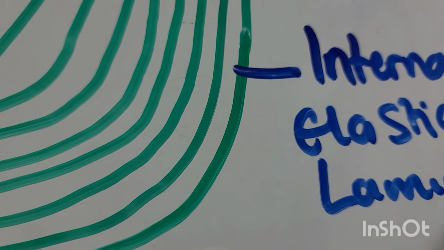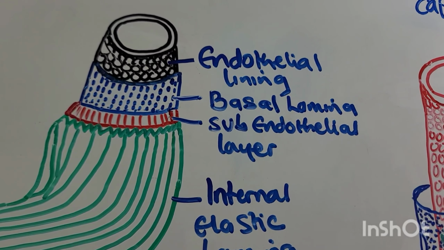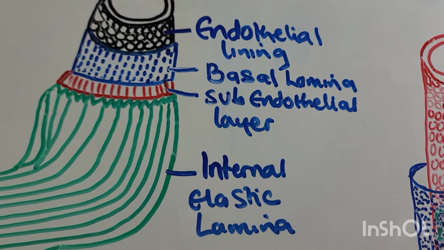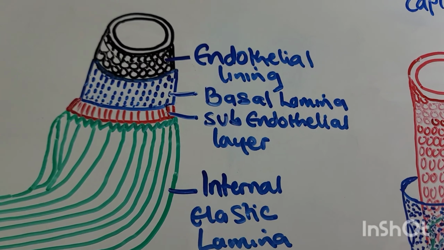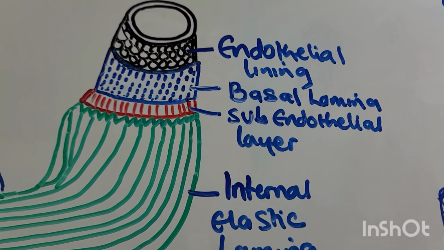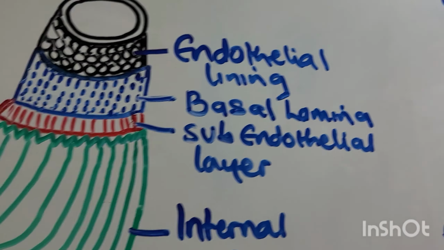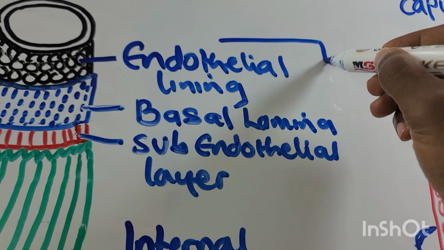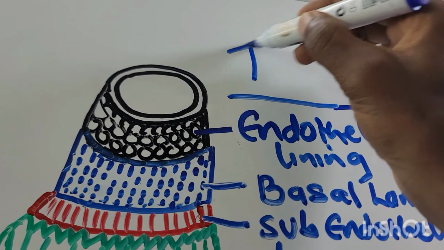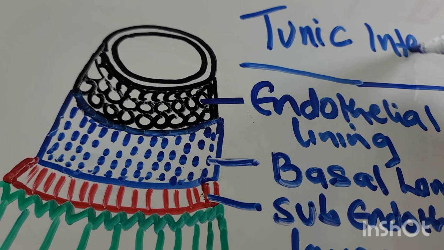Okay. So now these layers, the endothelial lining, the basal lamina, the subendothelial layer, and the internal elastic lamina, these layers combined together make the inner layer of the arteries and the veins, which we call the tunica interna. Okay, so now all these layers here make up the tunica interna.